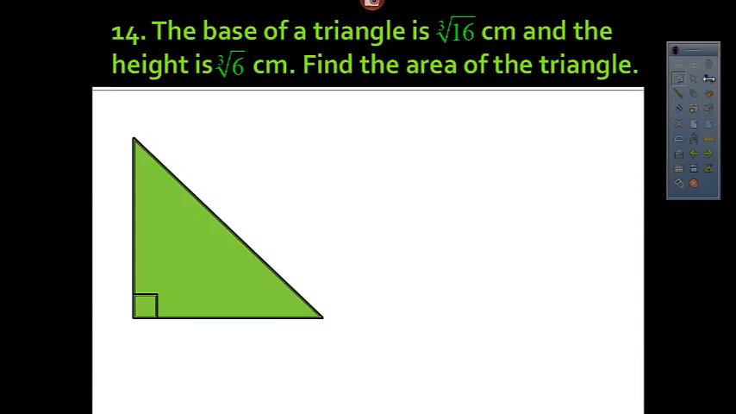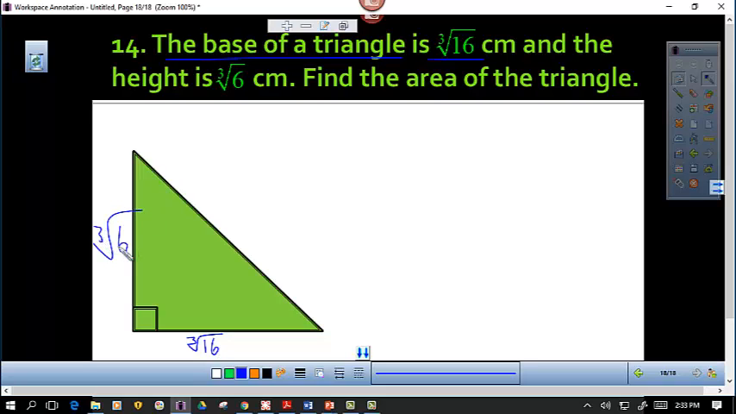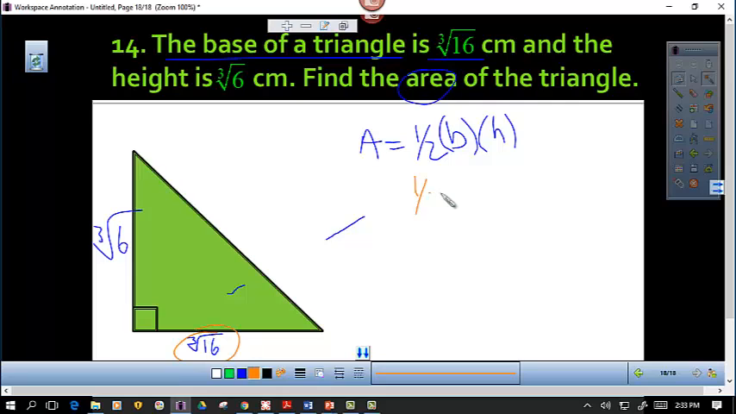Okay, coming down the home stretch, now we have our word problems. The base of a triangle is the cube root of 16. If I know what the base is, cube root of 16, this is from geometry. It's also from middle school. And then the height is the cube root of 6. We're trying to find the area of the triangle. The area of a triangle is equal to 1/2 base times height. In this case, our base is the cube root of 16, and our height is the cube root of 6.